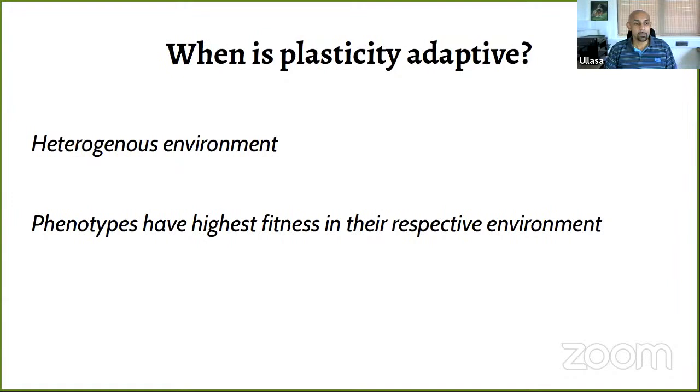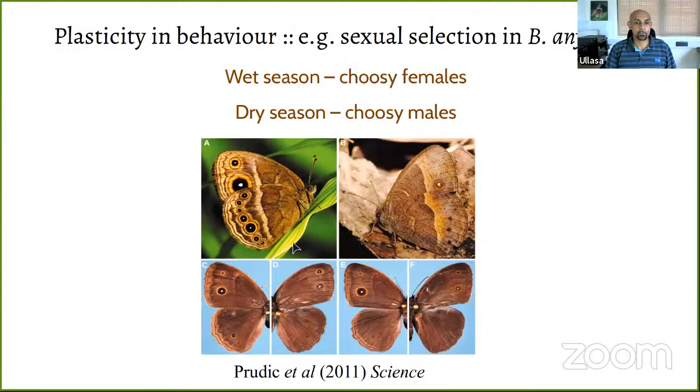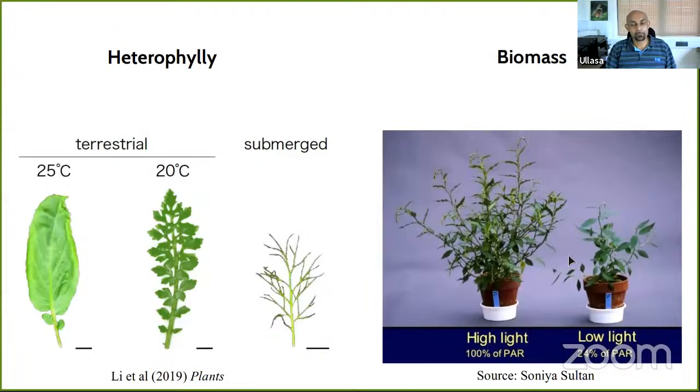Then you also need to meet the criterion that the phenotypes have the highest fitness in their respective environment. So what is the respective environment? Here, the wet season morph, its respective environment is the background. In terms of predation, the background color is an important component of environment. So in this particular environment, this phenotype has a higher fitness compared to this phenotype. Conversely, under this environment of brown leaves, this phenotype has a higher fitness compared to this one. So this is another necessary condition for it to be called adaptive phenotypic plasticity. In other cases, it's not really clear whether it's adaptive. It could be, depending on what you're measuring, but it's not always very clear.